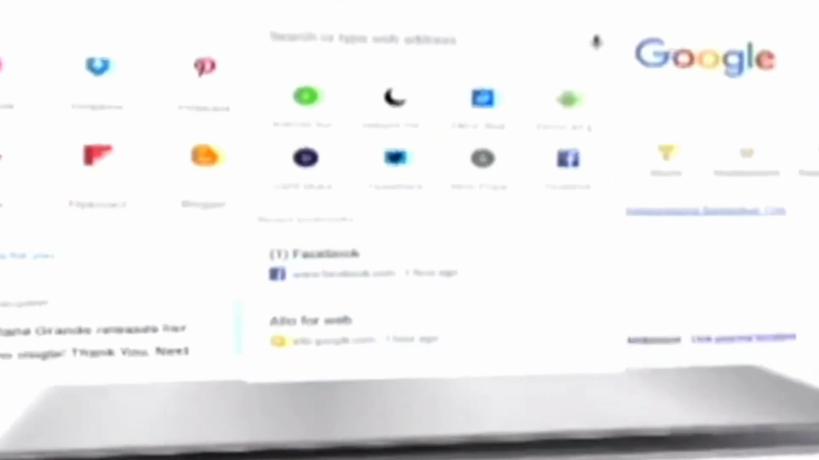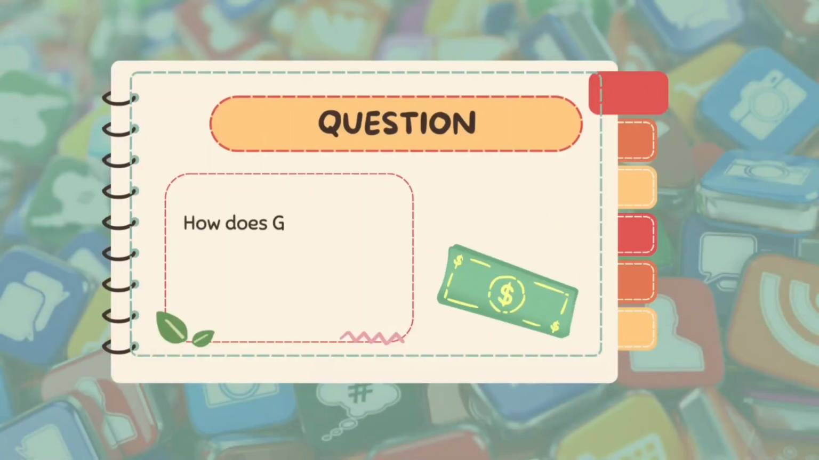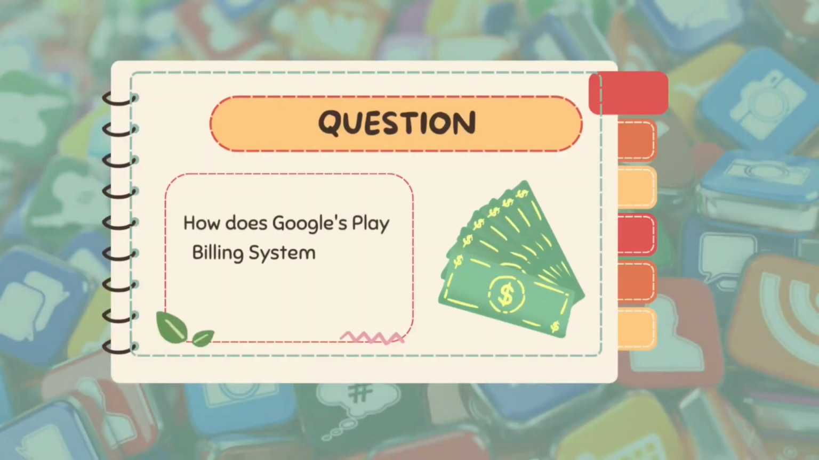Indian developers argued that the fees are unfair and violate the Competition Commission of India's order. Google defends its policy, stating it invests in platform development and maintains fairness among developers. First of all, let's understand how Google's Play billing system functions.